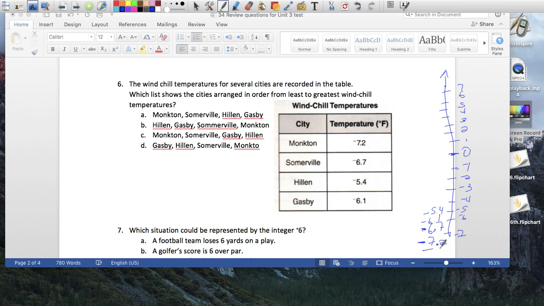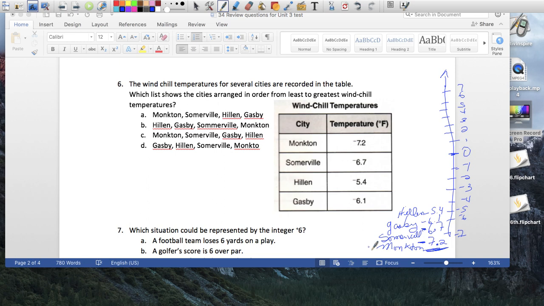So the coldest temperature is 7.2, the second coldest is 6.7, the third coldest is 6.1, and the fourth, the warmest temperature, is 5.4. So let me put names next to this. 7.2 is Moncton. Where is this? 6.7 is Somerville, maybe New Jersey. 6.1 is Gaspé. And negative 5.4 is Hillen. No idea what this is.